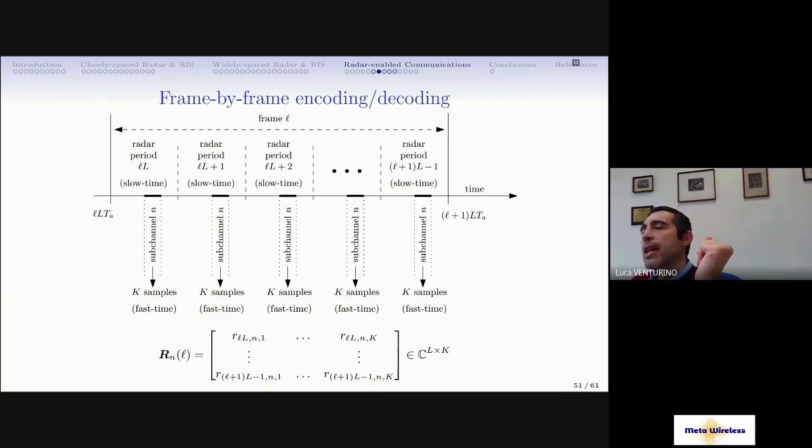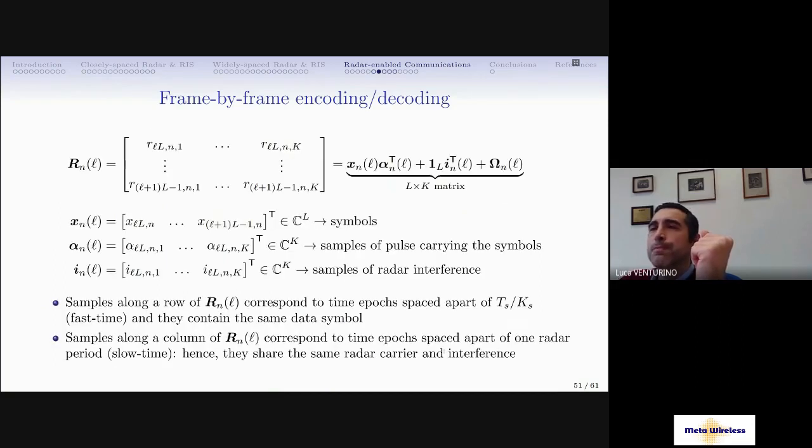We can organize all our samples into a matrix. The size of this matrix is L, the number of radar periods we are considering, times K, the number of samples in each symbol interval. It can be shown that this matrix has a very nice structure. It is the sum of three terms. Let me start from the last term, the noise. Very simple. You can imagine this as a matrix with Gaussian entries.